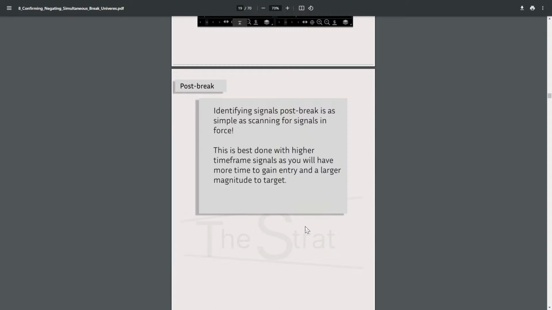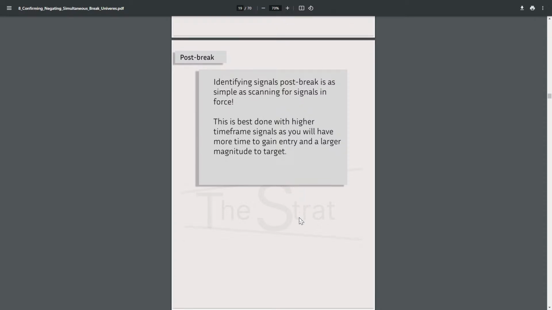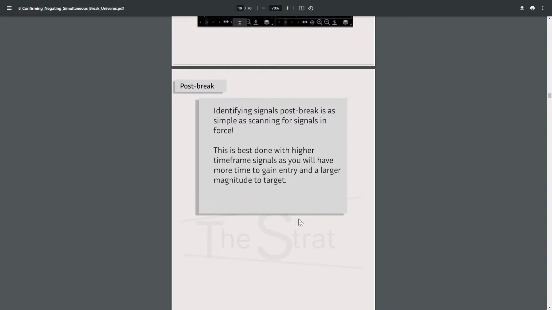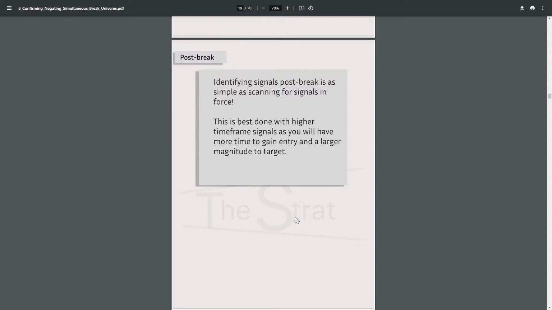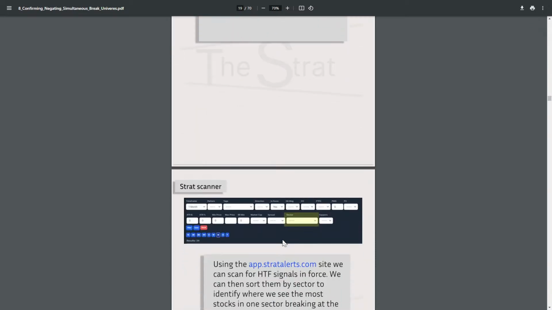Post break. Identifying signals post break is as simple as scanning for signals in force. This is best done with higher time frame signals, as you will have more time to gain entry and a larger magnitude to target, because you don't really want to be identifying them on like a 15-minute chart. You're going to drive yourself crazy.